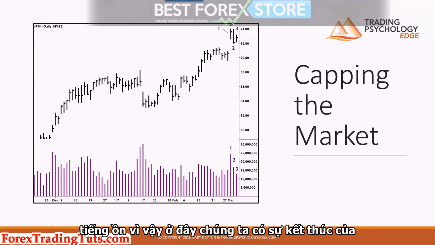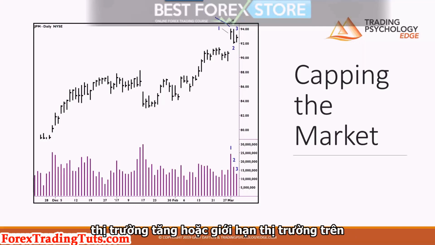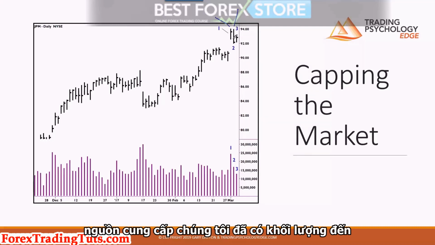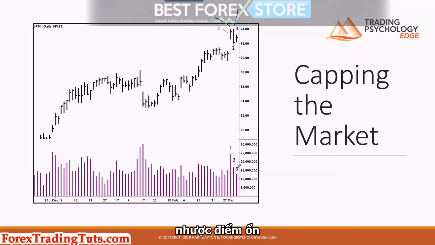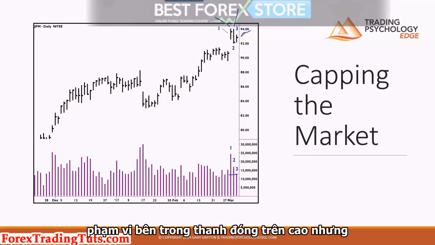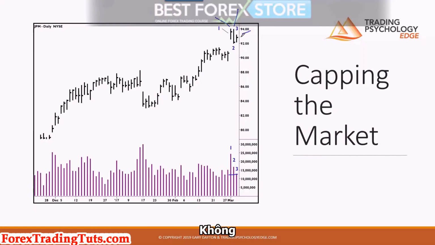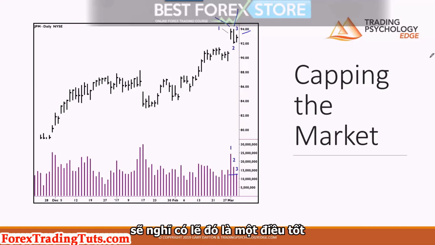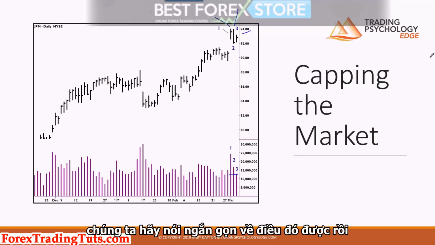So here we have the end of the rising market, or capping the market, on bar number 1. Bar number 2 shows supply. We've got volume coming into the downside, okay? And then bar number 3 shows a very nice narrow range inside bar, less than the prior 2 bars, closes on the high but kind of mid-range, no demand, okay? Capping, some selling, no demand. So you would think maybe that's a good thing, let's go short on that, okay?